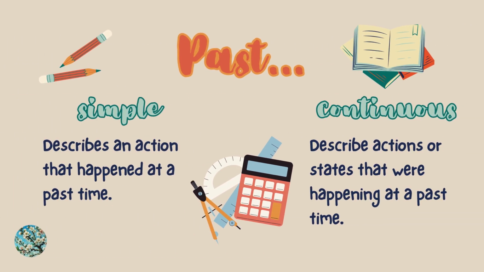Until now, we have seen two different structures in the past, the simple past and continuous. The first one is to describe an action that happened at a past time. The second one describes actions or states that were happening at a past time. Just remember this small difference between these two tenses.